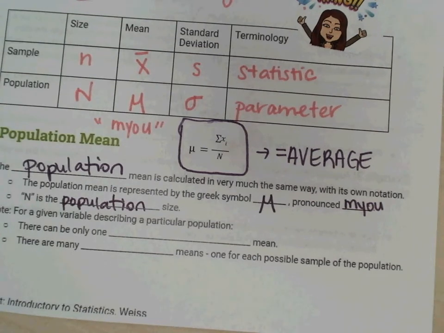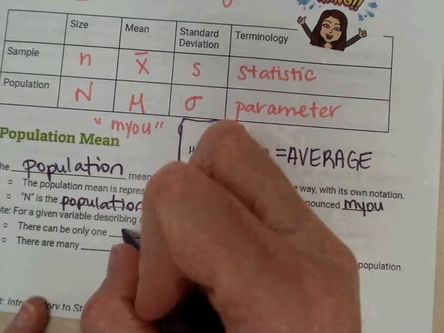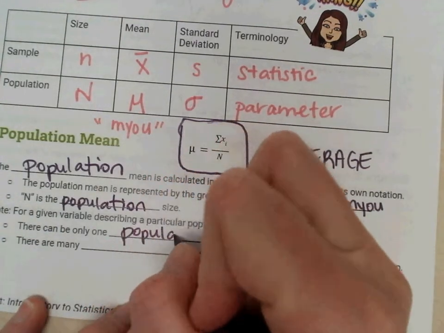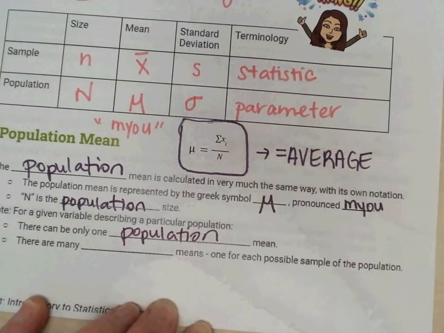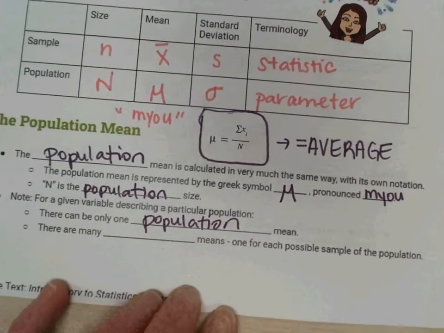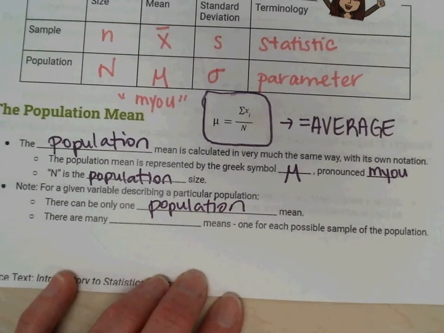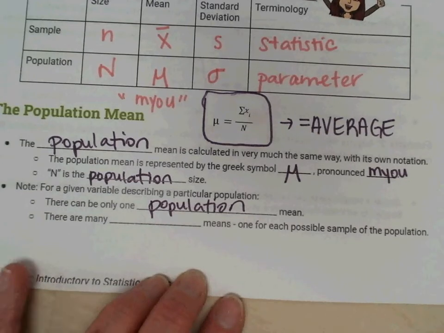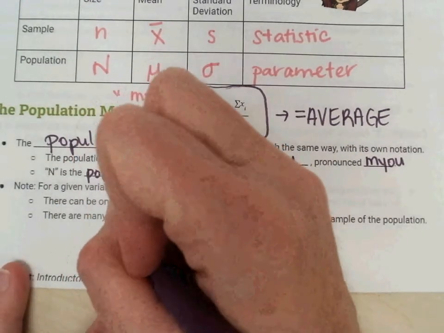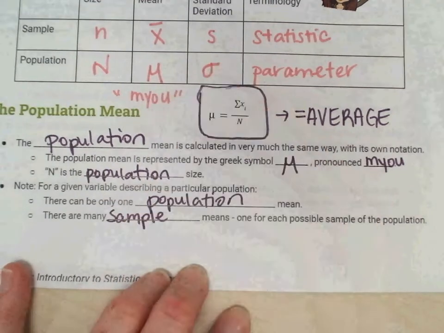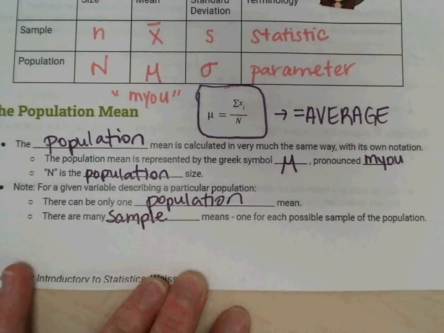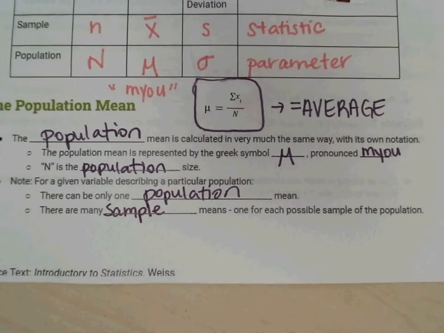For any given population, there can only be one population mean. Makes sense. There's a population. There's only one way to add those all up and divide by how many there are. But with the sample means, like we did with the marathon runners, there are lots and lots of different ways that you could take sample means from a given population. Wait, I guess it's sample.